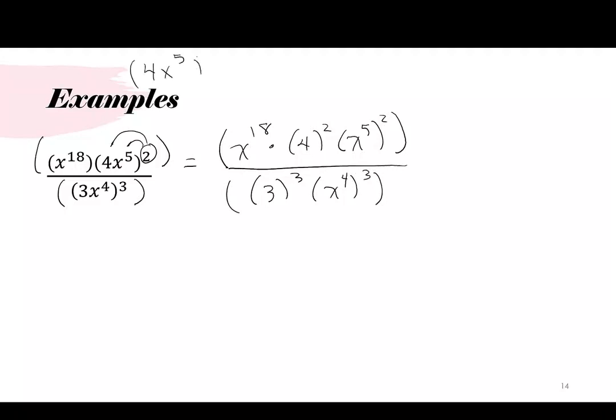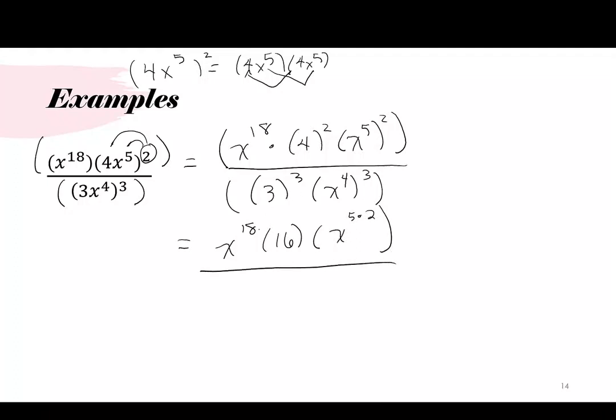4x to the 5th squared means I have 4x to the 5th times 4x to the 5th. So I can see the 4 is there twice, the x to the 5th is there twice. So we just wrote it out as an exponent instead. So let's go back to our x to the 18th. 4 squared is 16. X to the 5th squared, we know we're going to do 5 times 2. And the denominator, 3 cubed, 3 times 3 times 3, that's 27. X to the 4th cubed, that's x to the 4 times 3. So we're doing little steps.